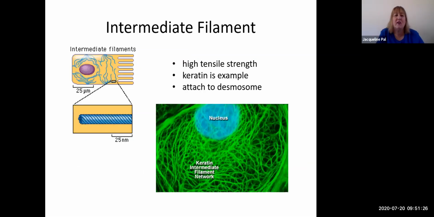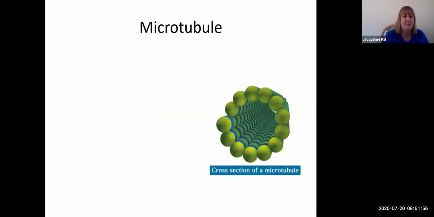In contrast to a microfilament, an intermediate filament is thicker. So think of a braided rope, a twisted rope. So it has more strength to it. An example of this is keratin. And keratin is a protein most of you have heard about because keratin's in your hair. We have keratin in other places in our body. They're going to be attached to cell junctions known as desmosomes, which we will talk about in the last video about the cell. So we'll get back to that shortly.